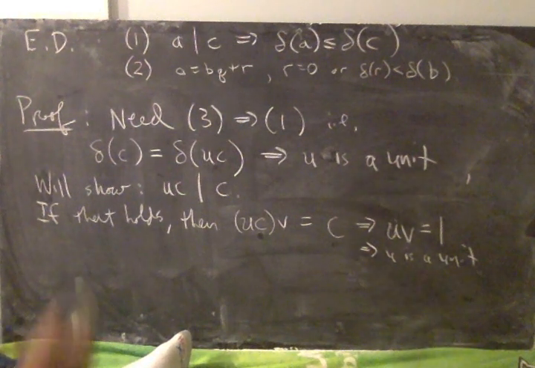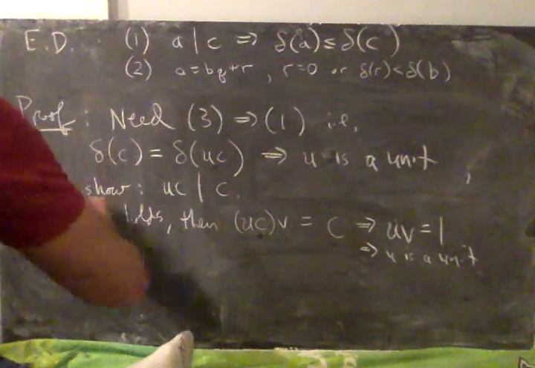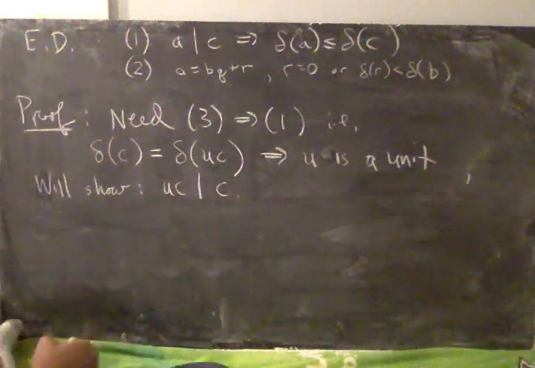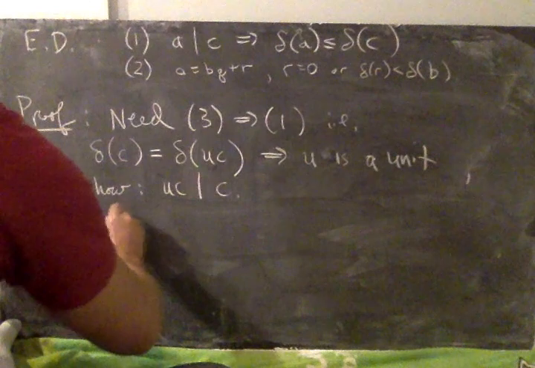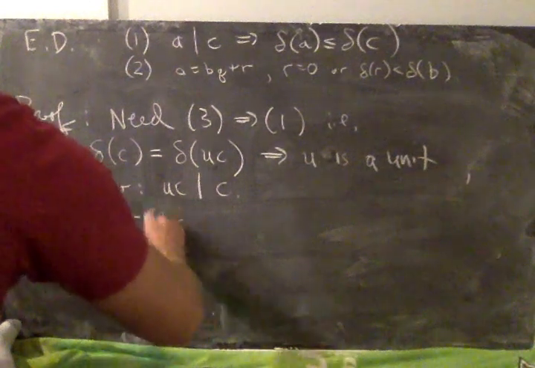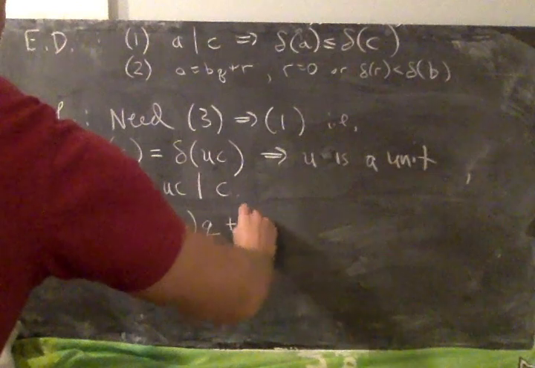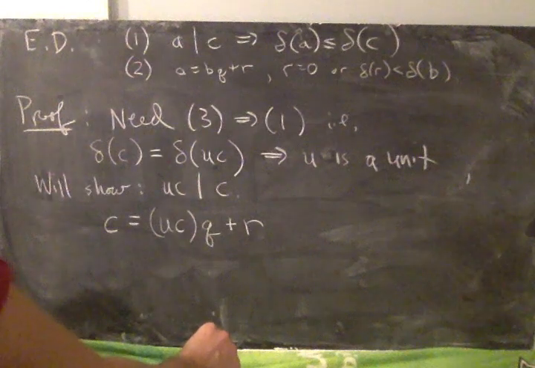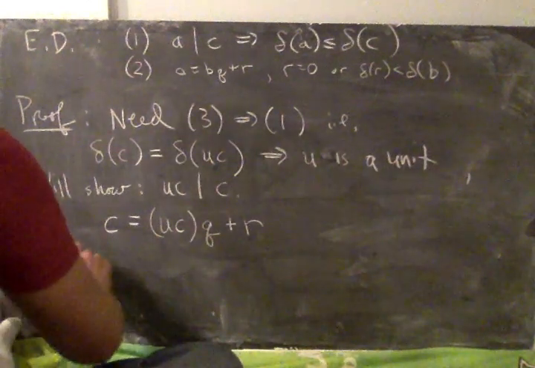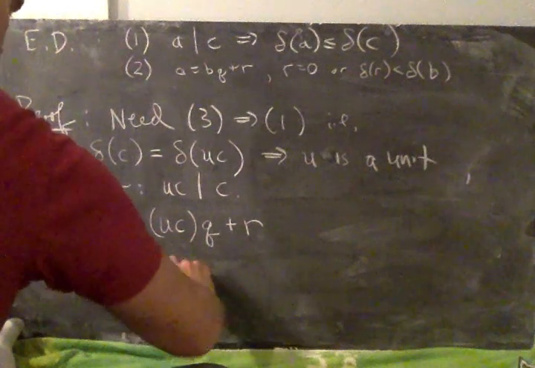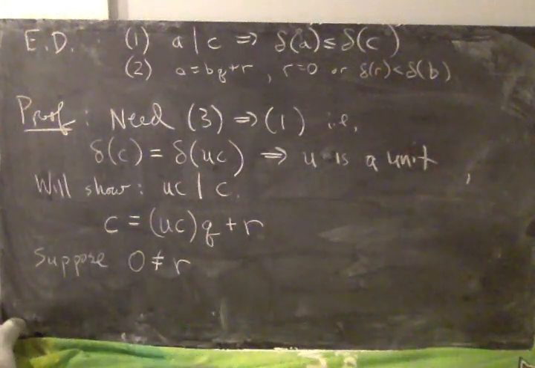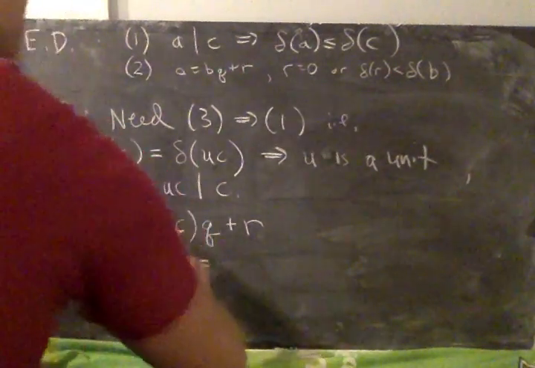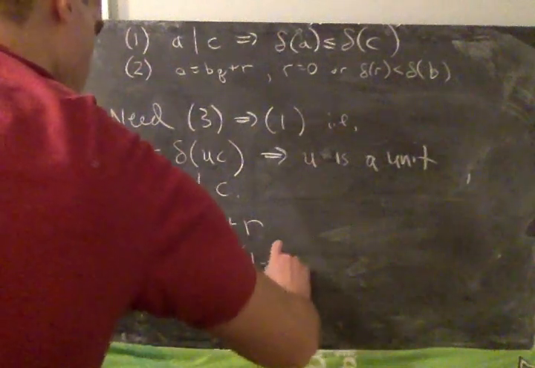So how do we do that? We want to show that UC divides C, and the way we do that is by using the division algorithm. Why don't we divide C by UC using the division algorithm and see what happens? What we want is for R to be equal to 0. So let's suppose that R is not equal to 0. Just rearranging this equation, since we have C's in both places, if we pull this over here, we get C times 1 minus UQ.